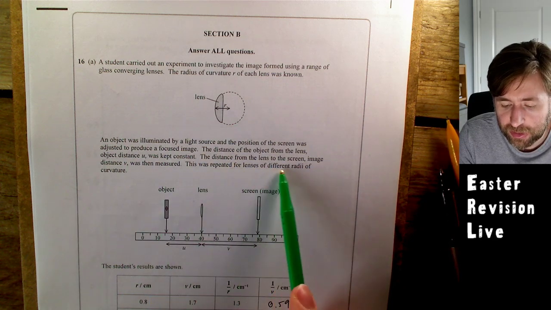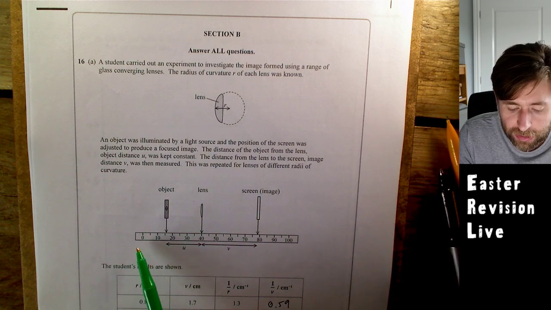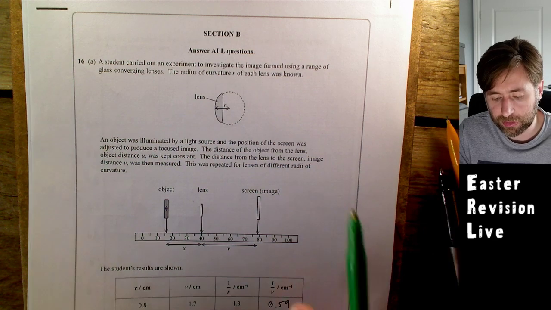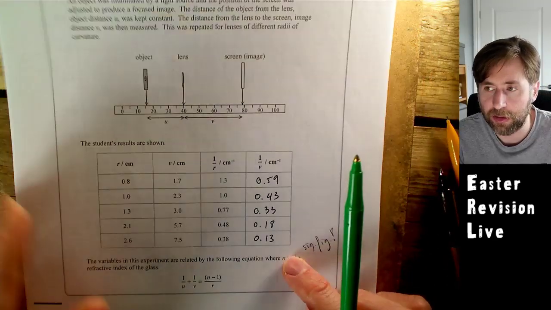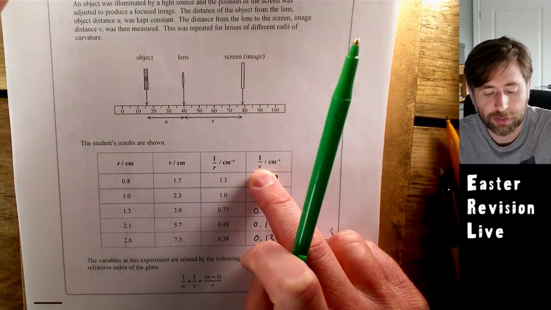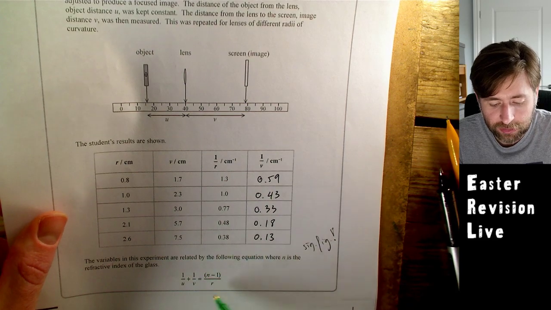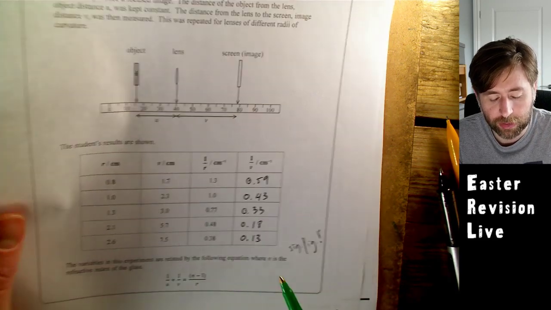This was repeated for lenses of different radii of curvature, so we change this lens out basically. Here's the diagram, here's the results. They've given you a blank column. They've actually told you what to calculate in this case, which is nice. And they've given you the algebra down here, which is just a slightly different form of the thin lens equation.